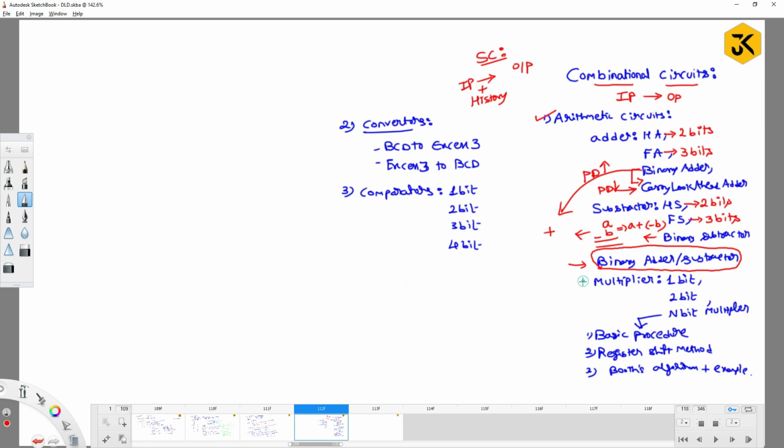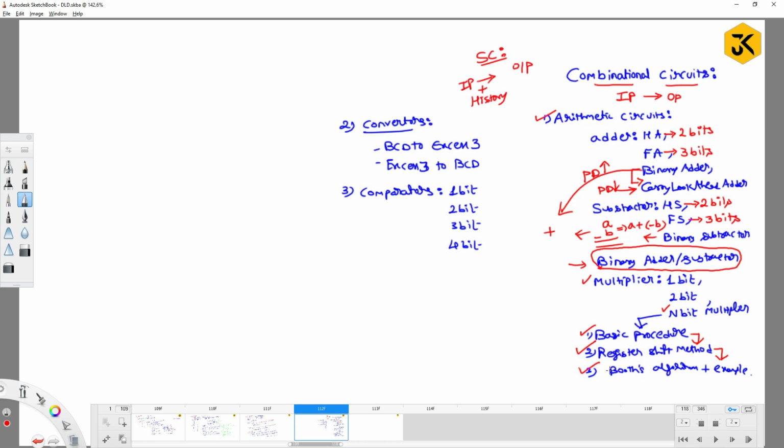And then we have seen multipliers, which are meant for the multiplication of 2 single bits or 2 bits, or it can be an n bit multiplier also, right? So we have seen the basic procedure how to perform the multiplication of 2 n bit numbers, right? There is a drawback here. To overcome that, we are moving to the register shift method, where we can reduce the number of additions, right? And coming to this one, we are going to overcome with the help of Booth's algorithm.